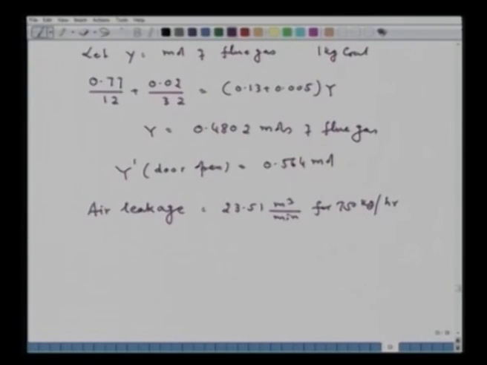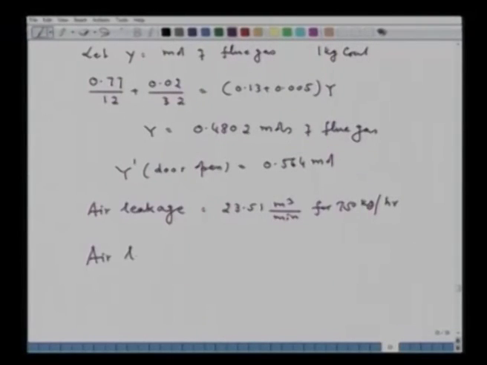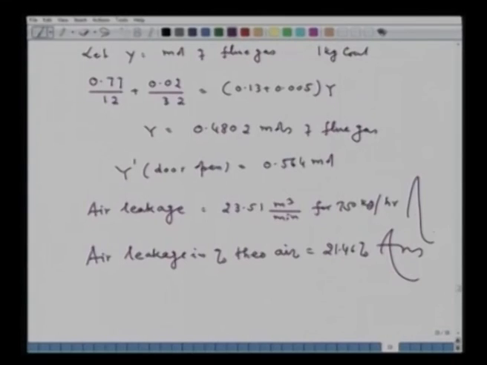Now, you have to express this air leakage in terms of the theoretical air. What you have to do is calculate the stoichiometric, or theoretical, amount of oxygen for complete combustion. So, the air leakage in percent theoretical air will be equal to 21.46%, and that is the answer. And now you have satisfied the operator; he feels good and you also feel good.